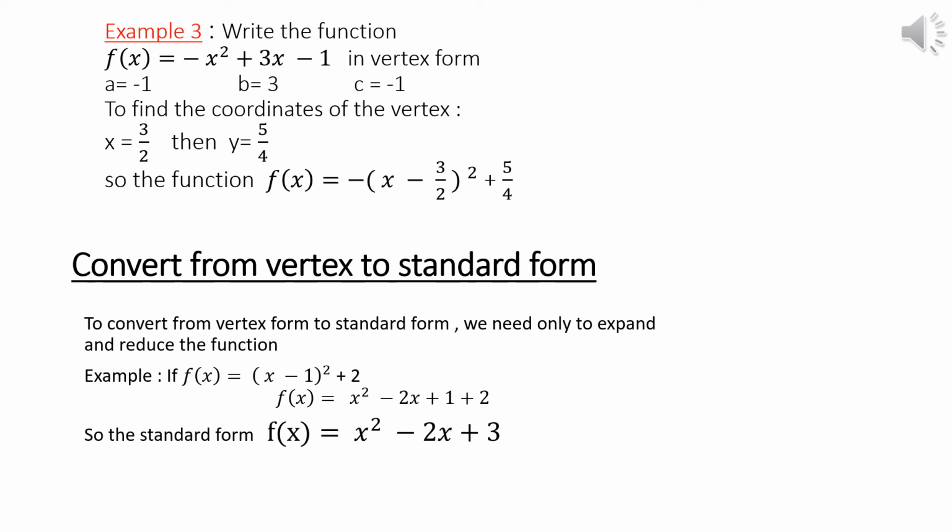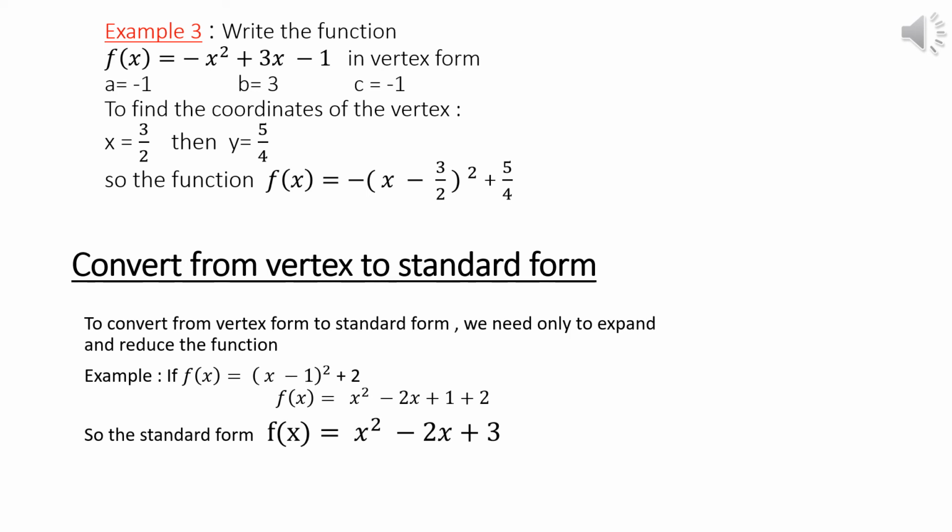And finally, we write the vertex form f of x equals a into x minus h squared plus k. So we replace a by -1, h by 3 over 2, and k by 5 over 4 to get f of x equals -1 into x minus 3 over 2 squared plus 5 over 4.